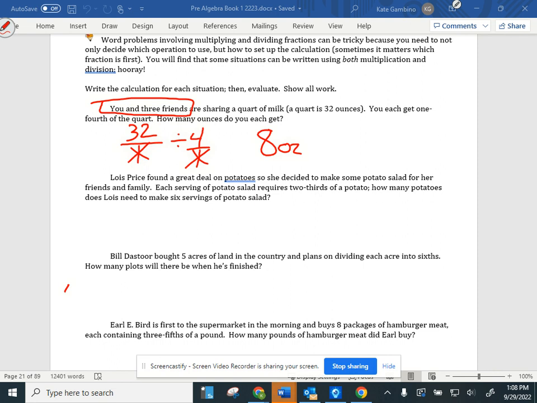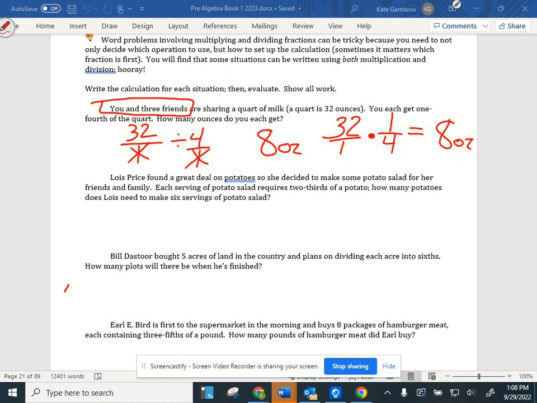We could have said 32 ounces times 1/4, and we would get that 8 ounces. This is the way that my brain works. I'm dividing up 32 ounces by what? Not by 1/4. I'm dividing it by 4 people. So I know we each get 8 of those ounces. Either way, you get the same answer.